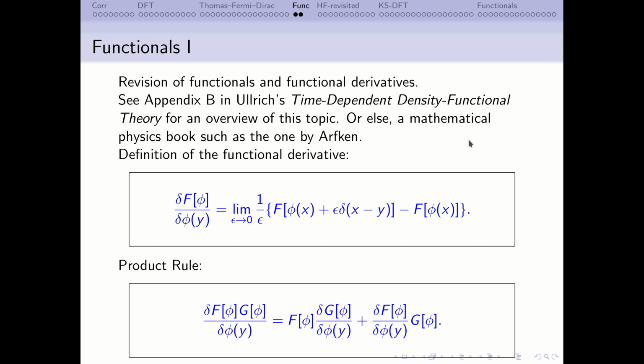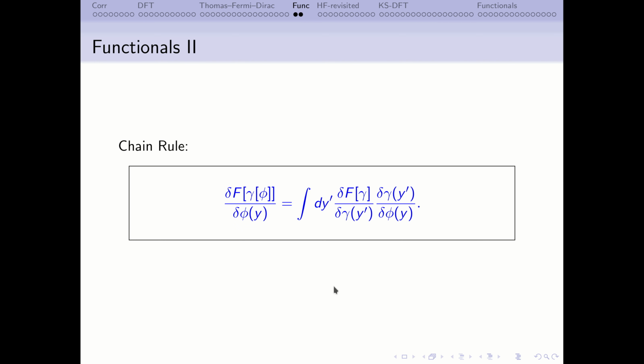Here we are. So you do need to understand functional calculus, right? So functional derivatives, I'm going to assume you have understood. Now the main mathematical ideas we're going to be needing here are the definition of the functional derivative, given here, the product rule, given here, and the chain rule. These three things.